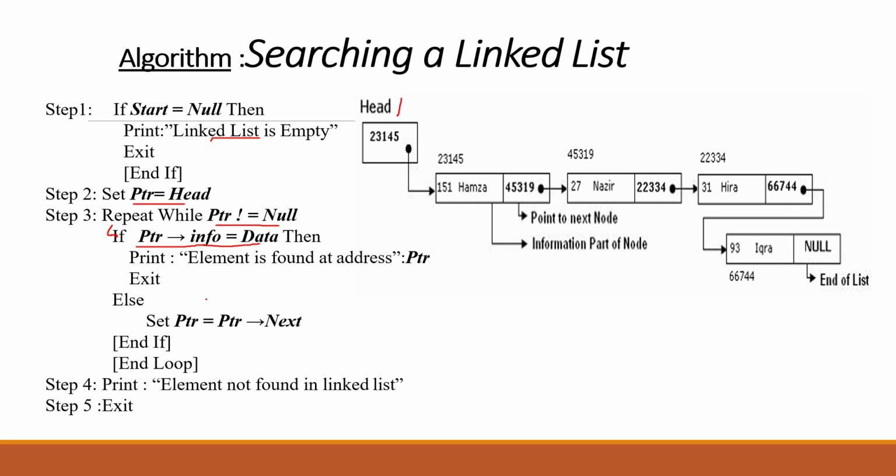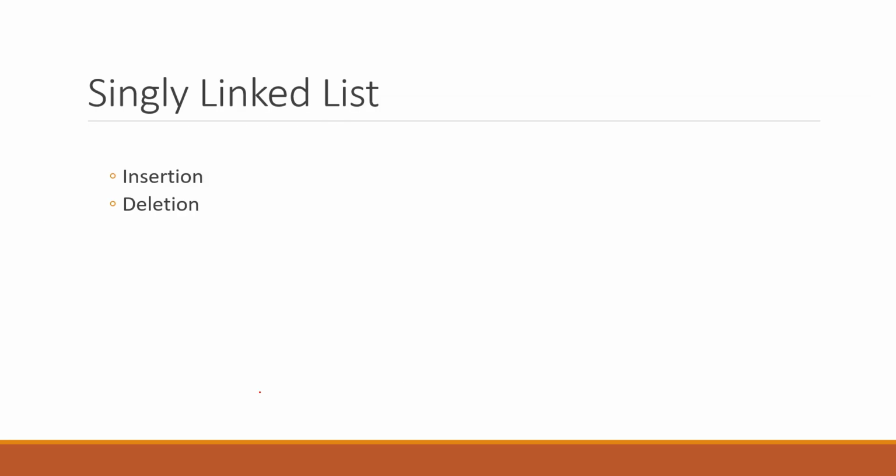Else, if the data element is not found or this comparison is not successful, then it comes to the else part and it assigns the address of the next node to the pointer, and the loop will end if the search is unsuccessful or no element is found. This statement will be printed: element not found in a linked list.